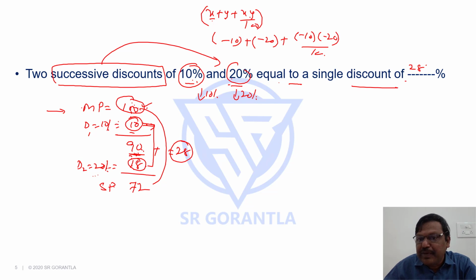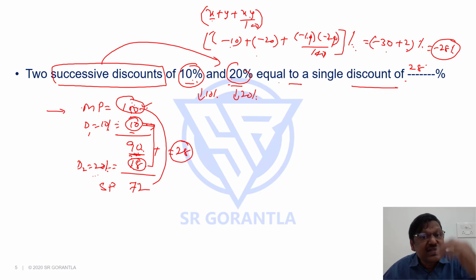Why am I putting minus? Because they are discounts, you are reducing the prices. Giving a discount is nothing but reducing the percentage. You can see here minus 20, minus 10, minus 30. Minus 1 into minus 2 will become plus 2. Minus 30 plus 2, is it not minus 28%? What do you mean by minus 28%? There is a single discount of 28%. This is how you can do it, right?